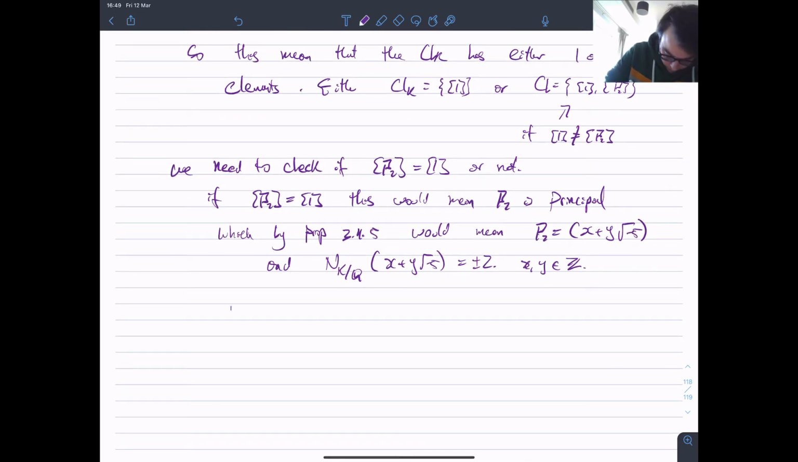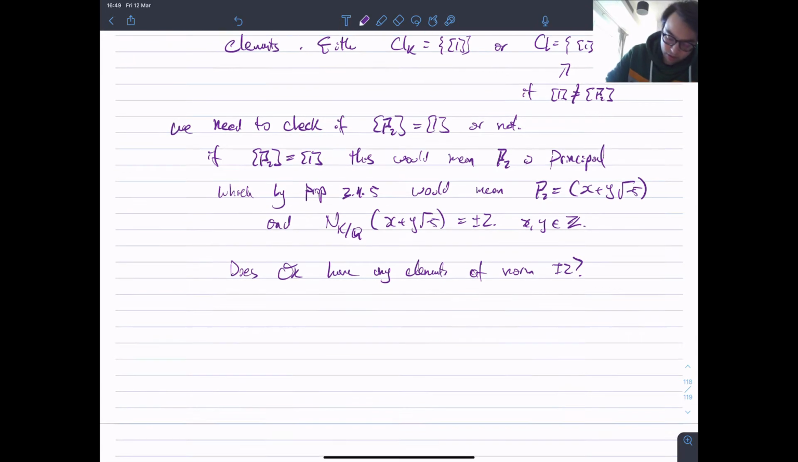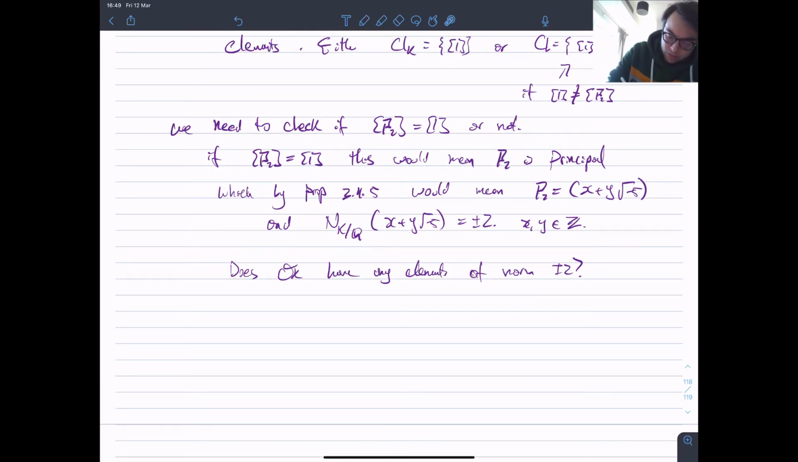So does O_K have any elements of norm plus or minus 2? That's the question I want to answer. What's the norm of a general element here? So what's the norm of some random element like this? The norm from K to Q, if you work this out, we did this in an example for quadratics, so you don't even need to think about it. This is x squared plus 5y squared. And if you consider whether this can be plus or minus 2, then you can reduce mod 4 or look at it mod 2.